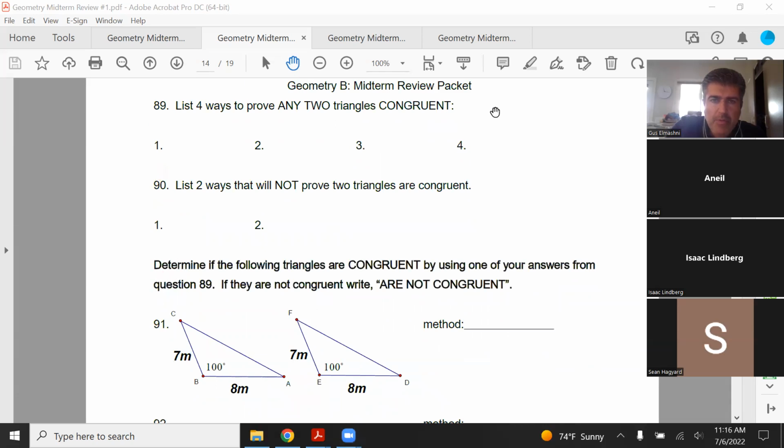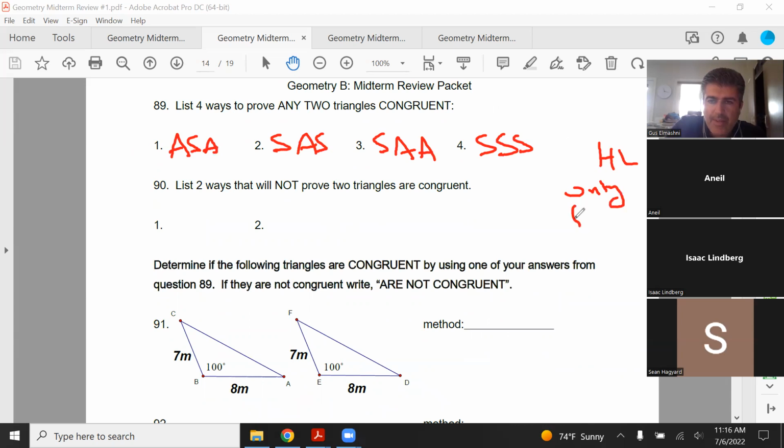List 4 ways to prove any two triangles are congruent. Obviously ASA, SAS, SAA, or side, side, side. There's also hypotenuse leg theorem, but that's only for right triangles. Because it says any two triangles, right? Like, you know, if you didn't have a right triangle.